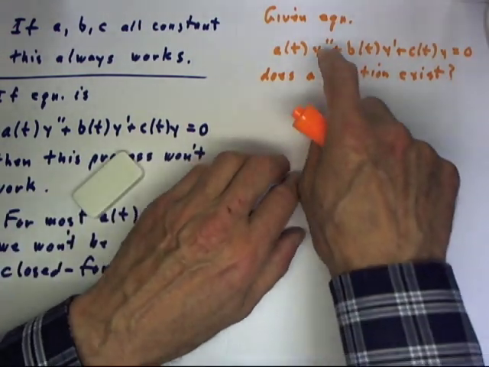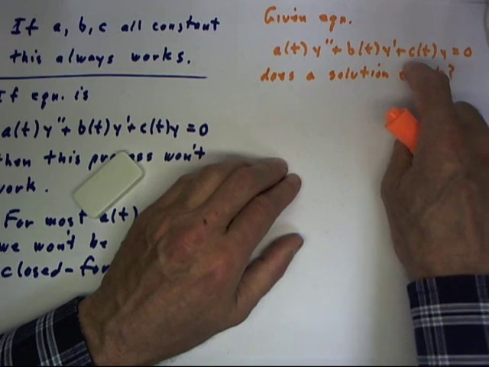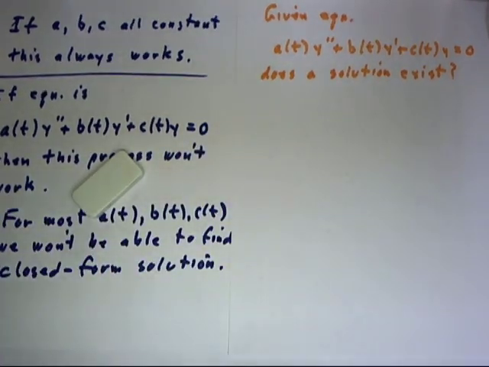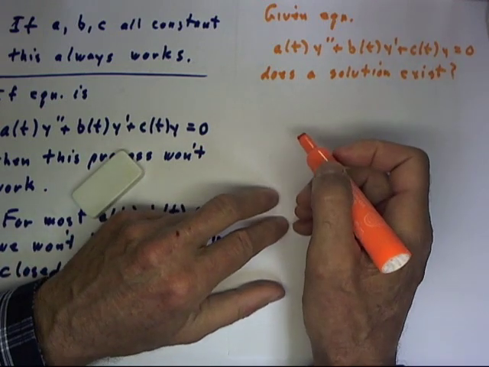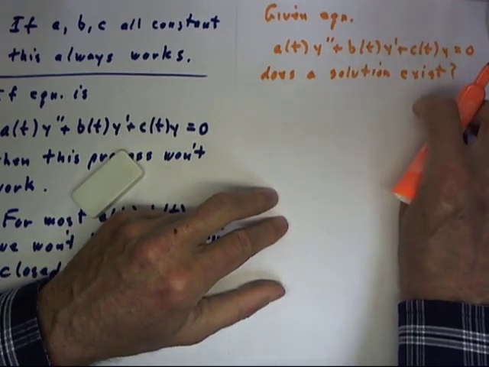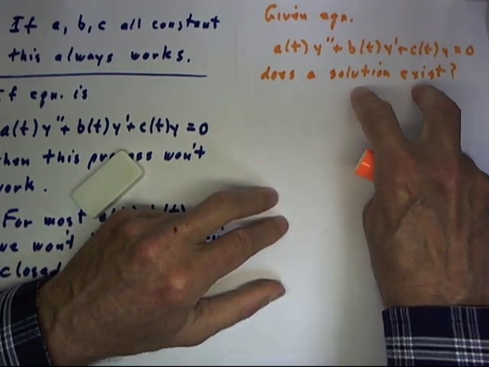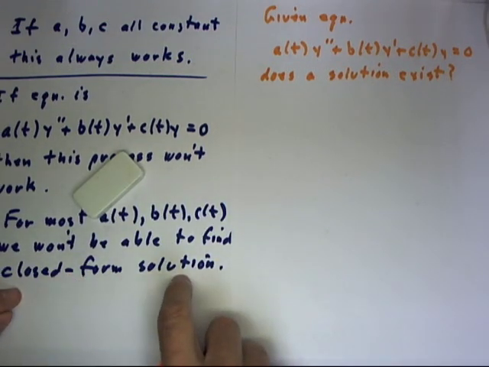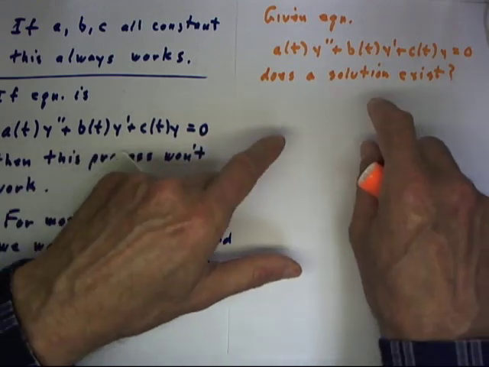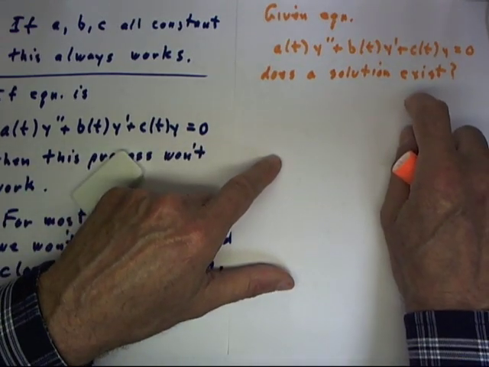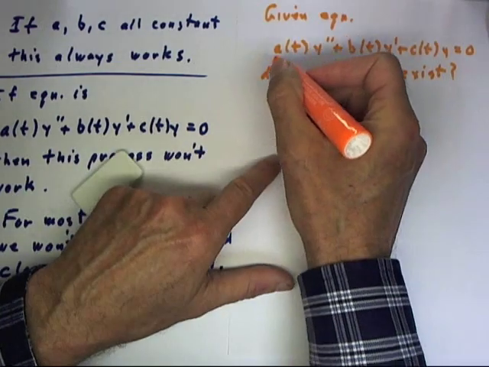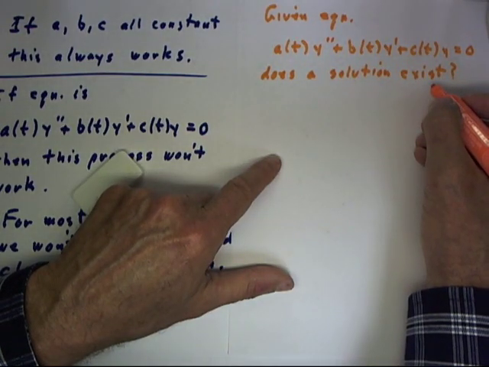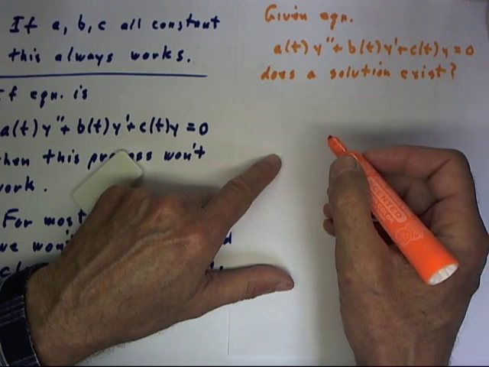So the question becomes, given an equation of this form, does a solution exist? Now, whether a solution exists or not, and what it means for a solution to exist, because it's possible for a solution to exist even though we can't write it down in closed form. Just because we can't write down the solution doesn't mean there isn't one. Okay, so the question of whether a solution exists or not often depends on the initial conditions.